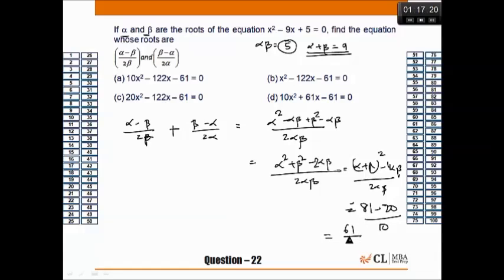What? 61 by 10. Okay, alpha plus beta, what is the case? Not the case. This is minus 61 by 10, so this is not the case. So this one, minus 122 by 20, will be 61 by 10. Only this. C. Okay, this is good.